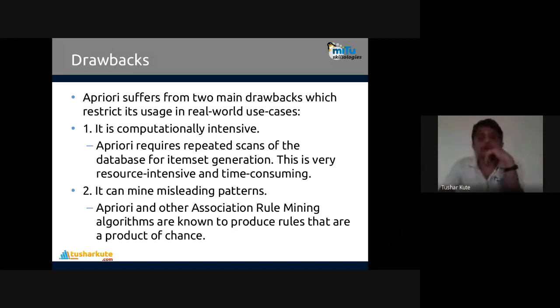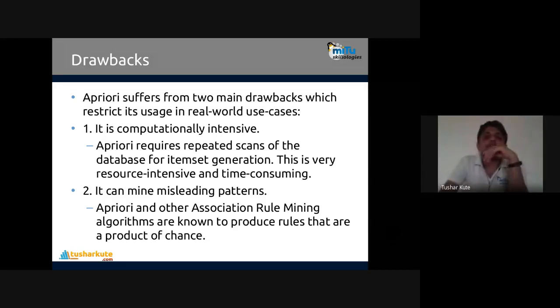Remember, Apriori requires repeated scans of the database for item generation. One item, then two items, then 3, 4, 5, 6. If I'm having 20 items, 20 times it will scan. 100 items, 100 times it will scan. 200 items, 200 times it will scan. Like that is possible. So it's a very resource intensive and time consuming algorithm.